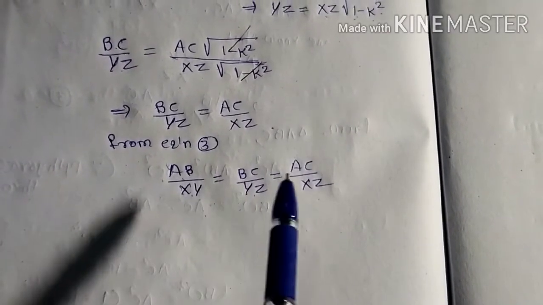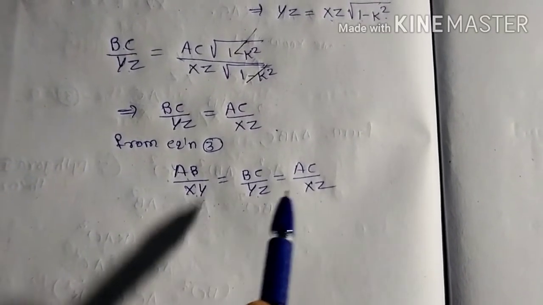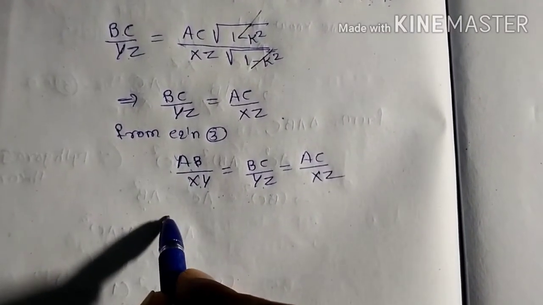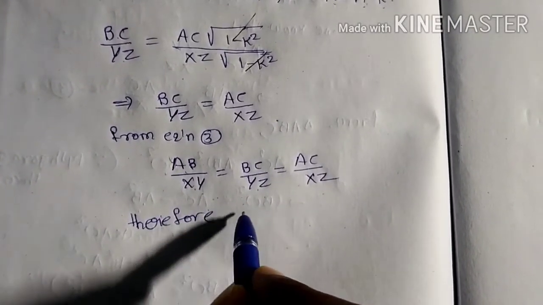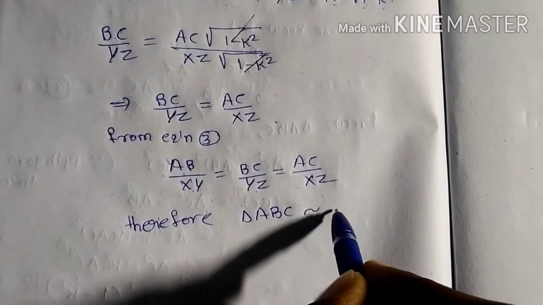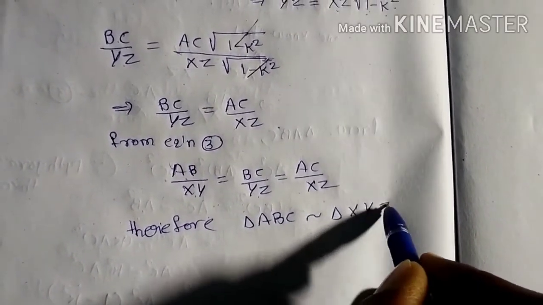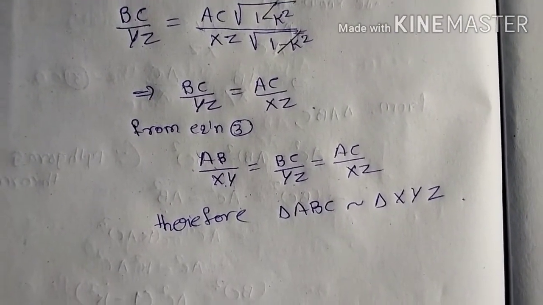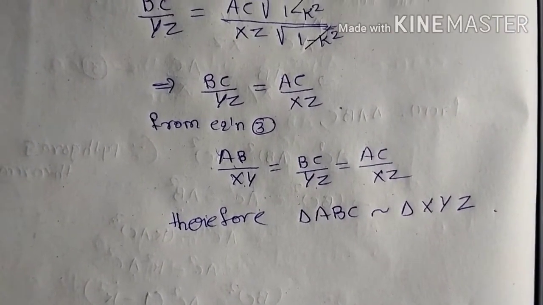That means you can see here in the previous classes we have learned side congruency in the two triangles. Yes or no? Yes. So that you can write here, therefore triangle ABC is similar to triangle XYZ. You can take here triangle XYZ is similar to triangle ABC.